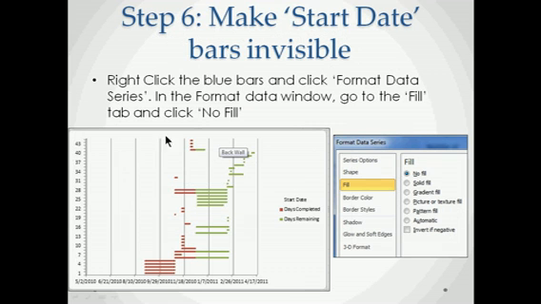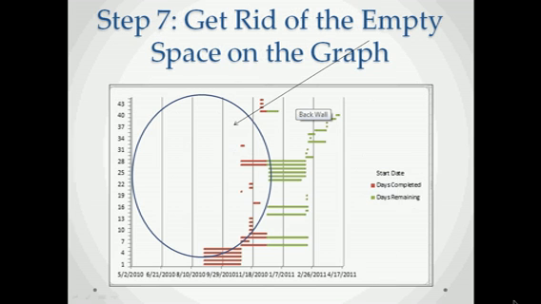The way we do that is just right click the bars and click on Format Series Data, and just select the No Fill option in the Fill tab. That will make the start date bars disappear. Now our next motive is to eliminate this empty space so that the x-axis begins right here where the first task begins. So the way we do that is by setting up the minimum value of the x-axis at this point.